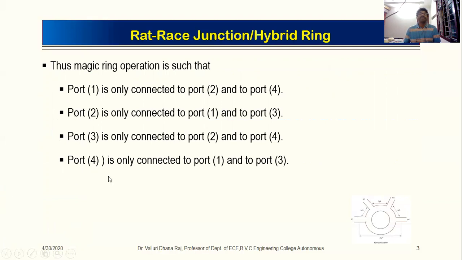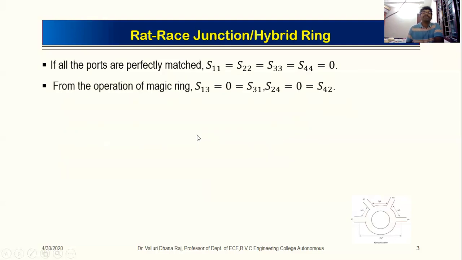And this is a simple operation of the magic ring. When port 1 is connected to power, it will be shared among ports 2 and 4. If only port 2 is connected to the source, then ports 1 and 3 are sharing the power output. If port 3 is connected to the source, then it is shared among ports 2 and 4. Likewise, if port 4 is connected, ports 1 and 3 are sharing the outputs. So that is about the operation.